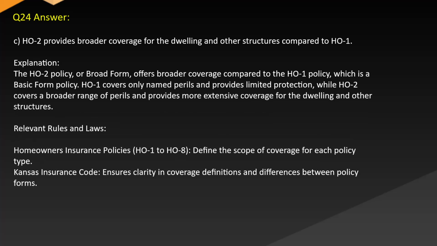Answer. C. HO2 provides broader coverage for the dwelling and other structures compared to HO1. Explanation. The HO2 policy, or broad form, offers broader coverage compared to the HO1 policy, which is a basic form policy. HO1 covers only named perils and provides limited protection, while HO2 covers a broader range of perils and provides more extensive coverage for the dwelling and other structures. Relevant rules and laws. Homeowners insurance policies HO1 to HO8 define the scope of coverage for each policy type. Kansas Insurance Code ensures clarity in coverage definitions and differences between policy forms.